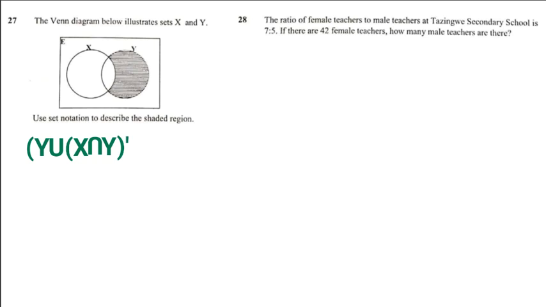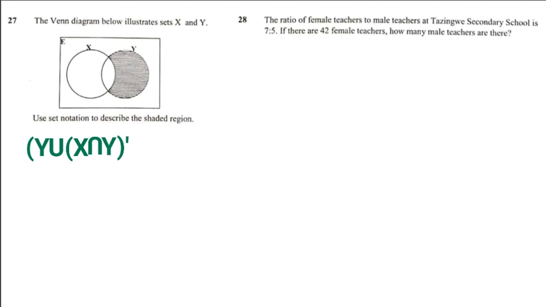So X union X intersection Y complement is the shaded region. Like I said earlier on, where there is first Y there, I'm going to change it at the end of the video. So where there is Y, it should be X.